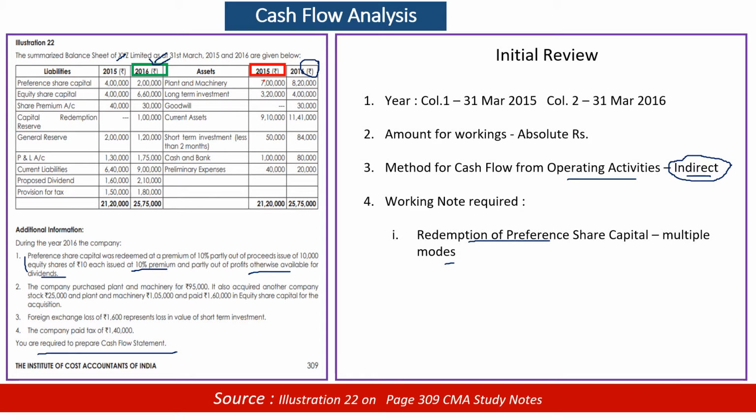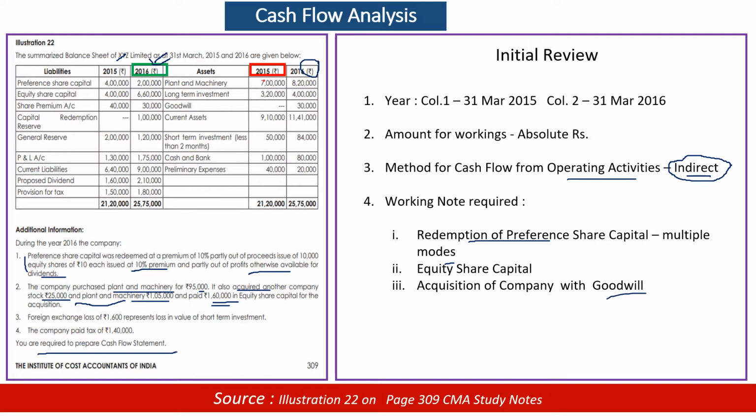Then the company purchased a plant and machinery for 95,000. Fair enough, purchase of assets. It also acquired another company, means there is an acquisition. Of the other company, 25,000 was stock, 1,05,000 was plant and machinery, means total assets were 1,30,000. But they paid 1,60,000, means a company worth 1,30,000 was purchased, but the consideration was 1,60,000, means we paid the balance 30,000 as goodwill. This is what we need to understand basically.